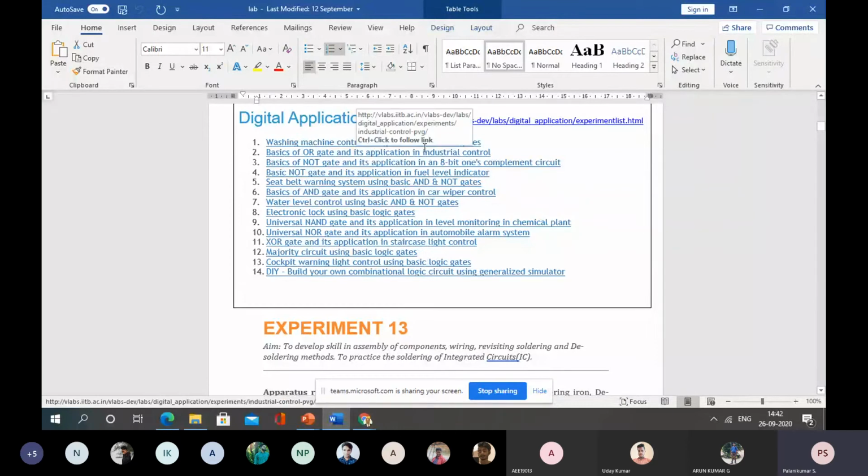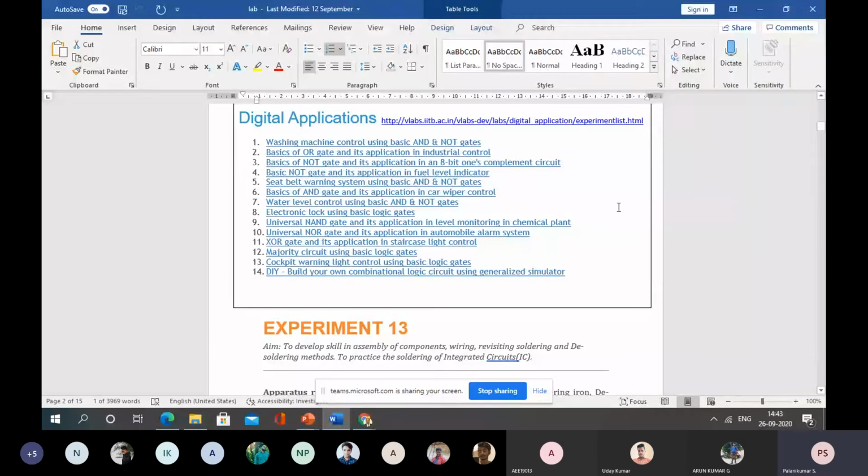Washing machine control, basic of OR gate and application in industrial control, basic of NOT gate and application in the fuel level indicator. This is what we want to know. The beauty is that all of these are already available in the virtual lab. Only with the concept of the virtual lab are we going to learn it. Staircase light control is one of the applications. Universal NOR gate for the application of automobile alarm system and level monitoring, water level indicator. All these things are there.